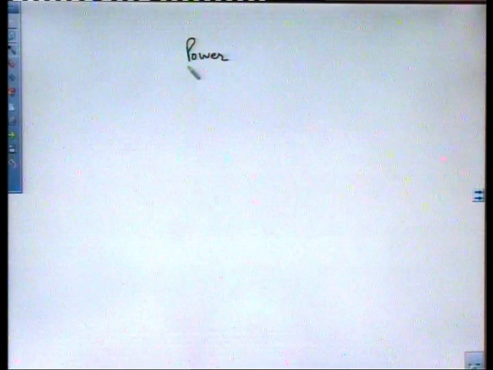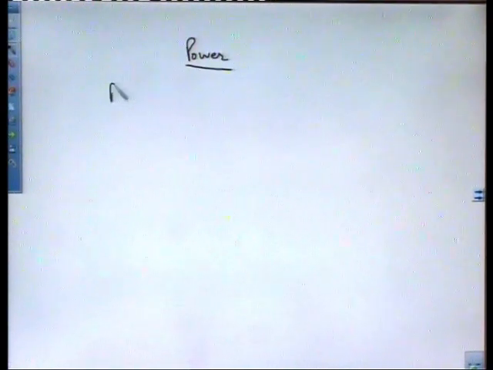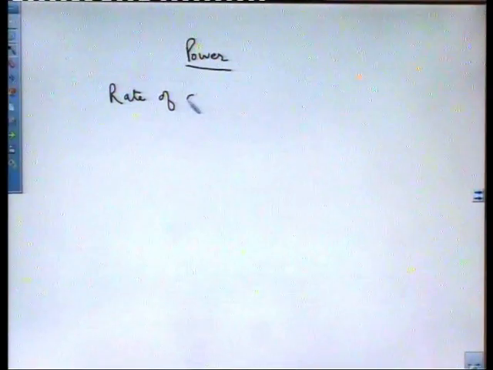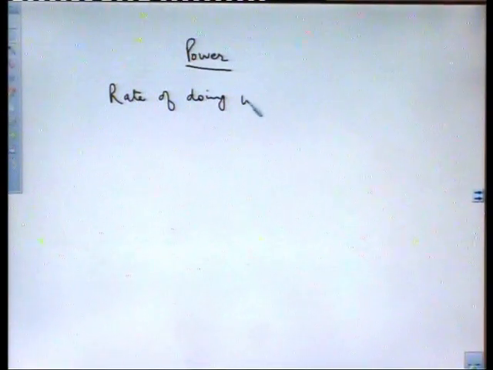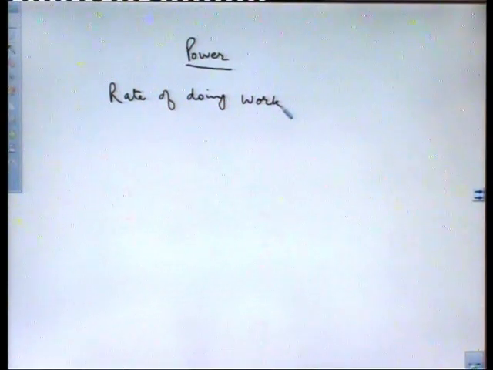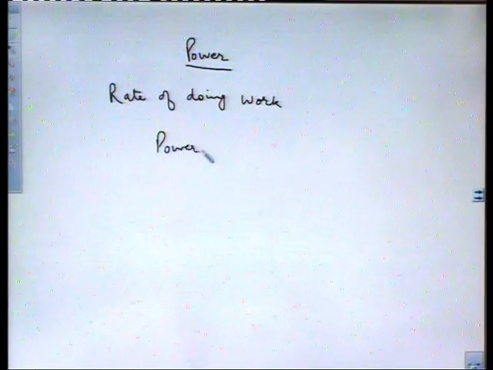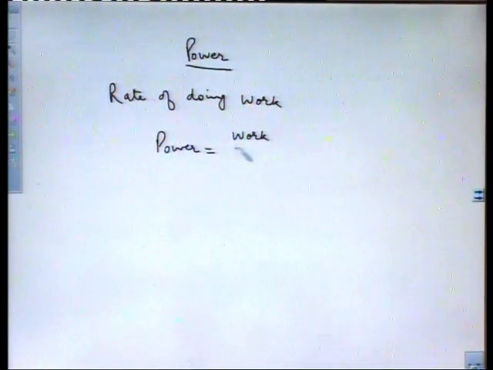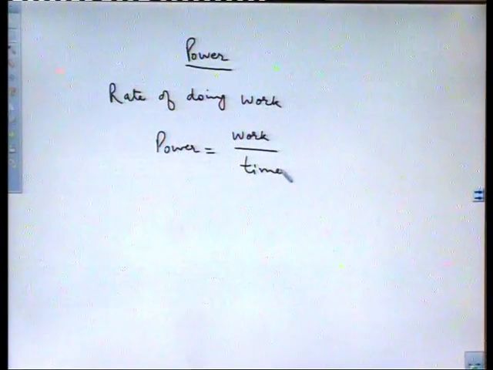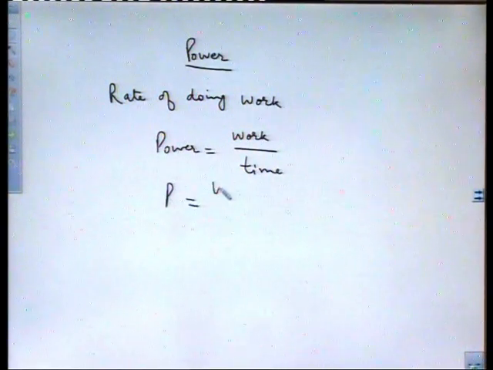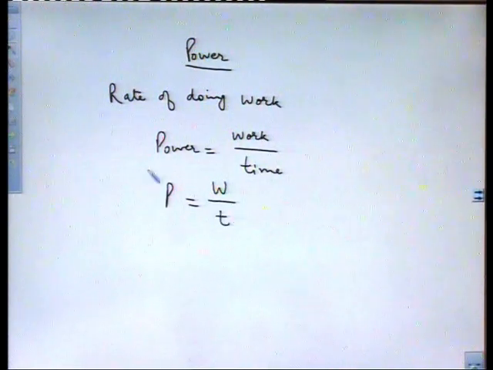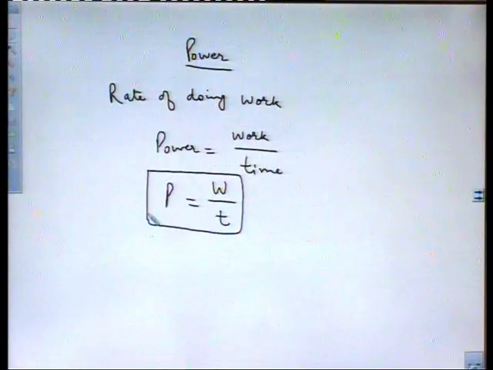The second term is called power. It is defined as the rate of doing work. Power is the rate at which work is being done. Rate means power is equal to work over time. If we denote power by P, work by W, and time by T, this formula becomes power is equal to work over time.